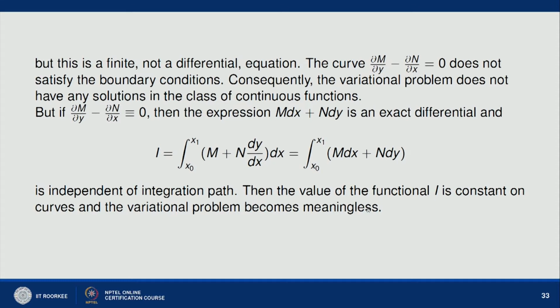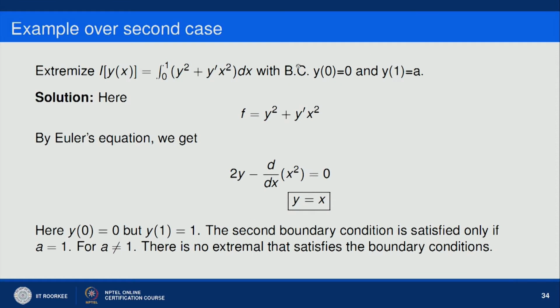Let us try to understand the theory. Let us understand more about this theory by taking a particular example. Here we take a functional I of y of x equal to the integral from 0 to 1 of y square plus y dash x square dx, with the boundary conditions y of 0 equal to 0 and y of 1 equal to a. So here f can be written as y square plus y dash x square. If you look at it, it contains all the terms x, y, y dash, but if you look closely, you can say that f is linearly dependent on y dash.